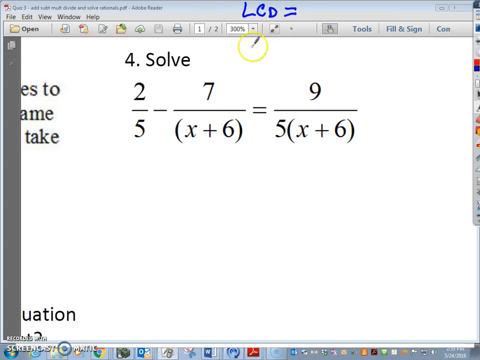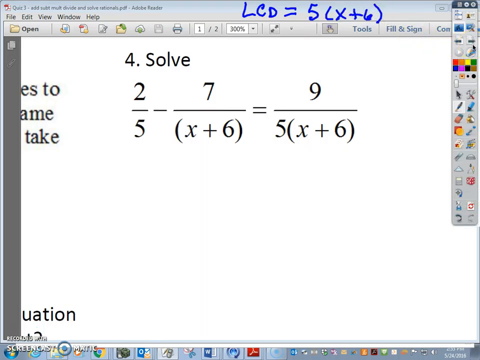So my LCD is equal to what? It has to have all the factors. This has a 5 right here. This has an x plus 6. This has a 5x plus 6. So this one has both. So which one is going to be my LCD? My LCD is going to be this one because it contains all the factors. Has this one and that one. Okay, so my LCD is going to be 5 times x plus 6.